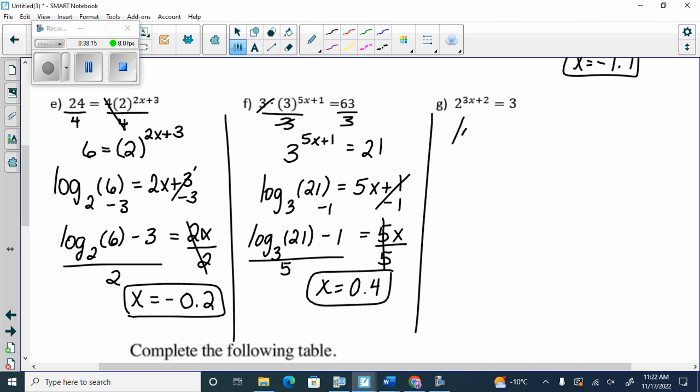And this one I get log base 2 of 3 equals 3x plus 2. Subtract 2.